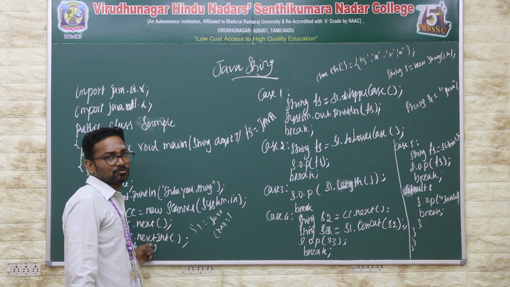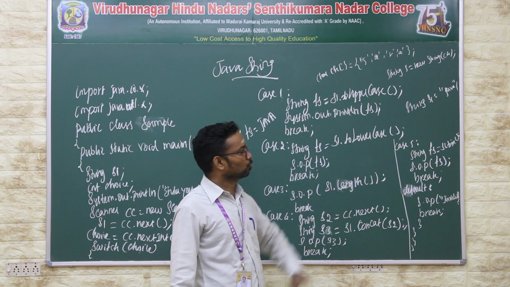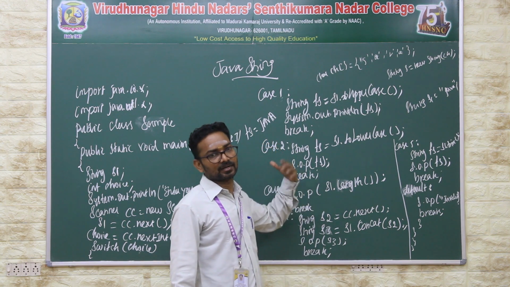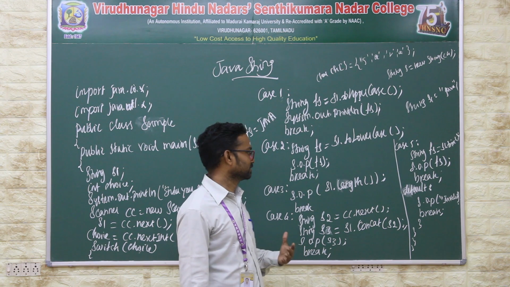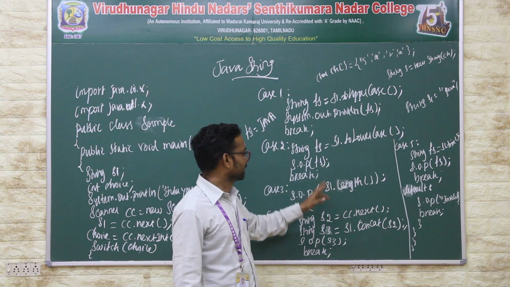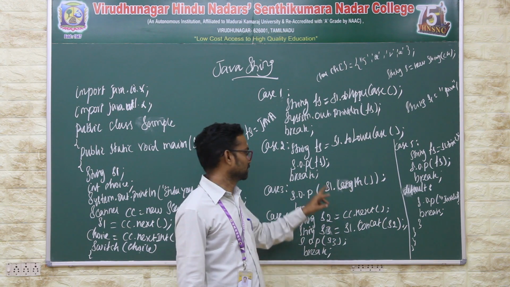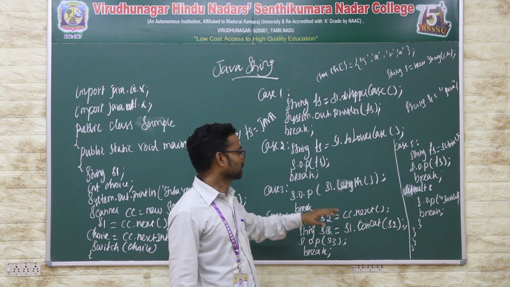Another choice is 2, which means case 2. Here fs equal to toLowerCase. If the input value is in uppercase, the string is then converted to lowercase. S1 toLowerCase: s1 holds the input string value. Then system.out displays the string converted from uppercase to lowercase.